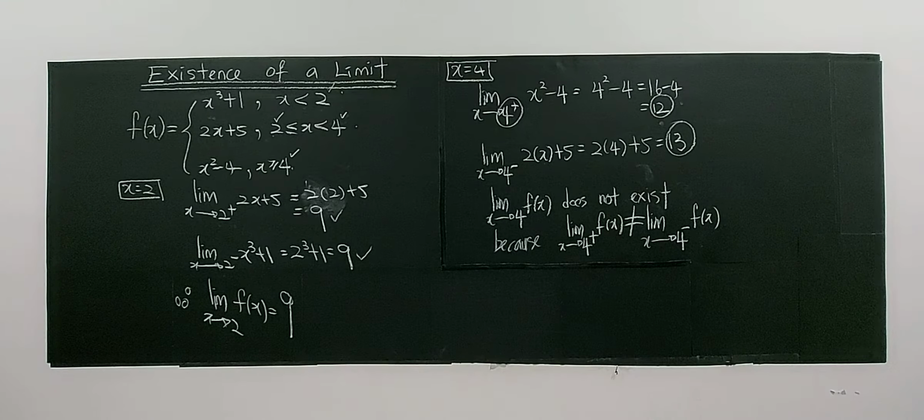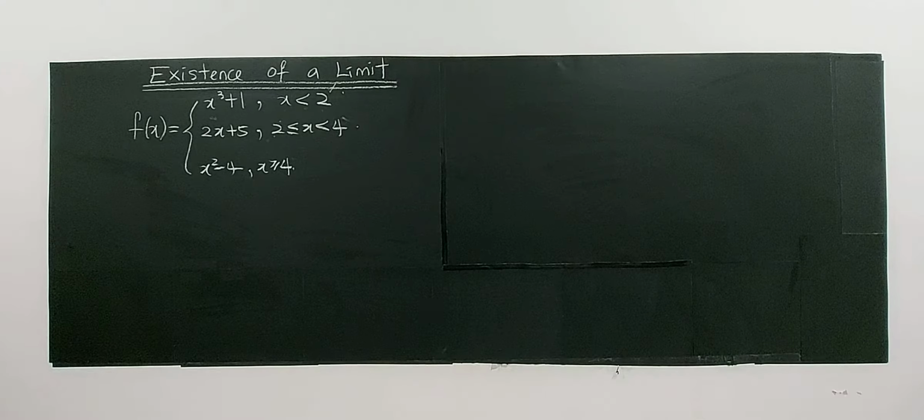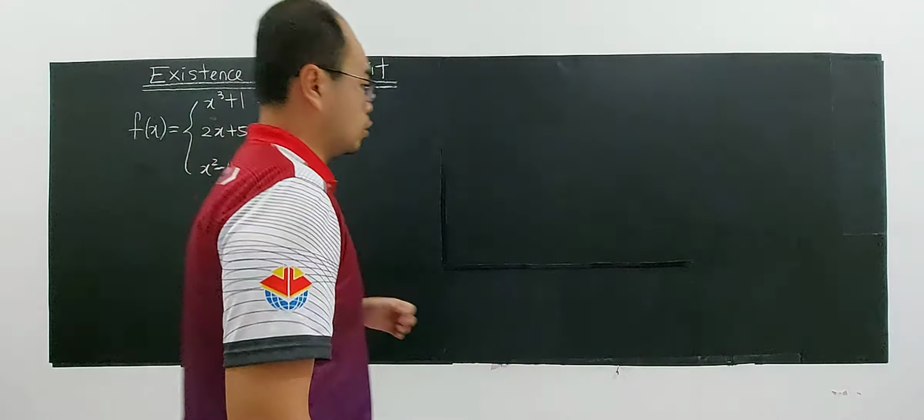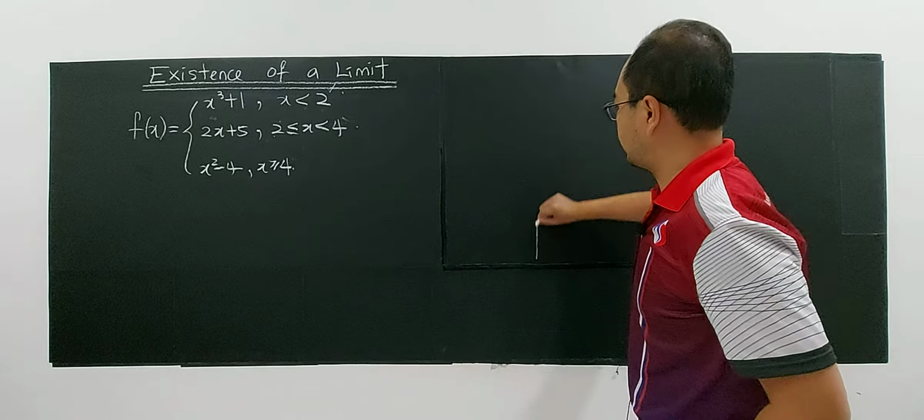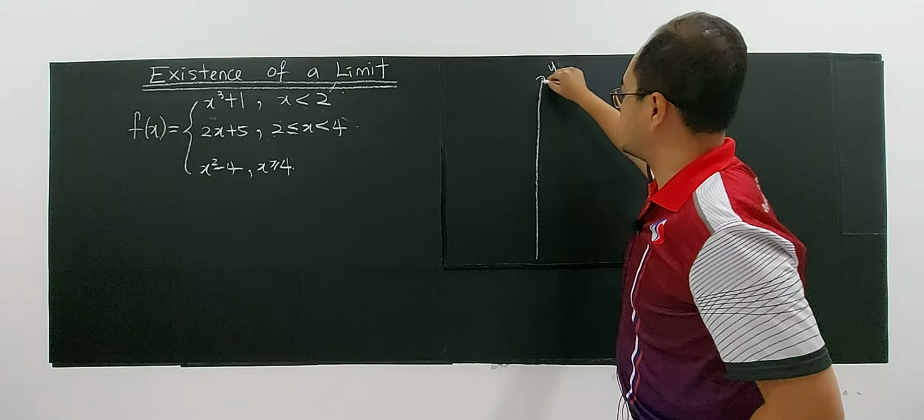So I will sketch the graph to let you see why the limit exists at 2 and does not exist at 4. I want to show you graphically. This is extra knowledge, so you know better the meaning of existence of limits. Now I'm going to sketch the graph. This is a piecewise function graph.